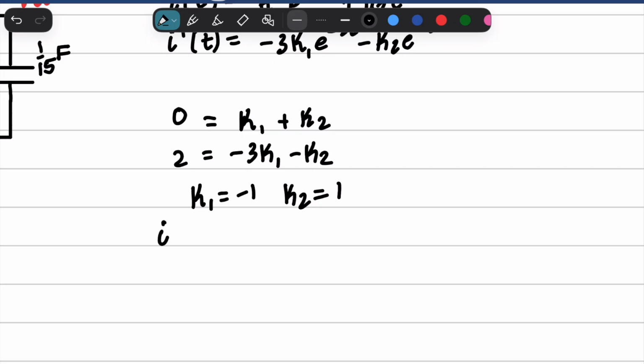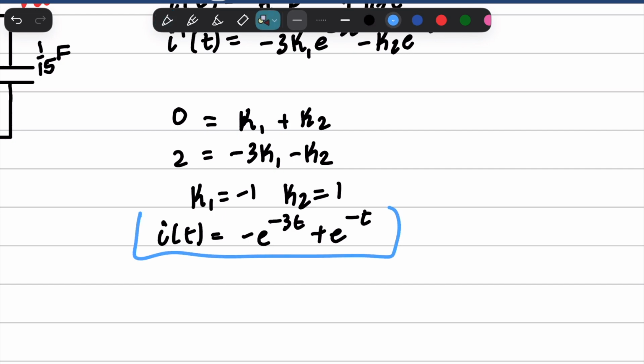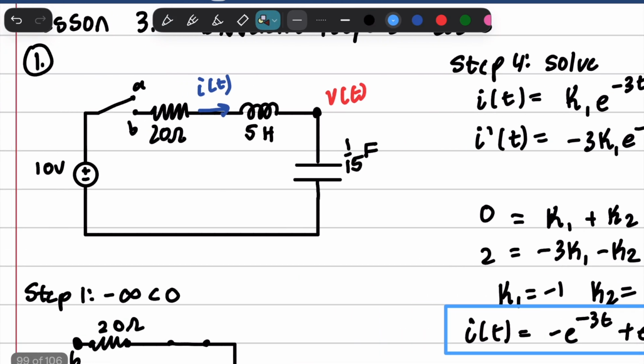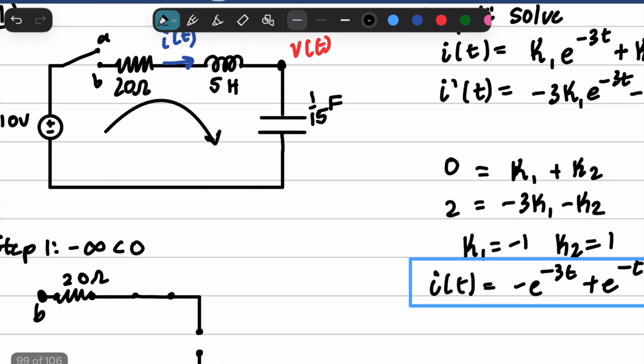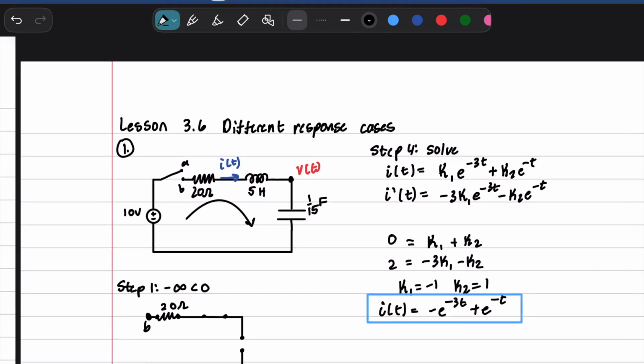And so we get an answer: i of t is equal to -e to the -3t plus e to the -t. And this is the solution for the current. And remember, the current is going this way. It is going clockwise. All right, now let's go ahead and solve for v of t.